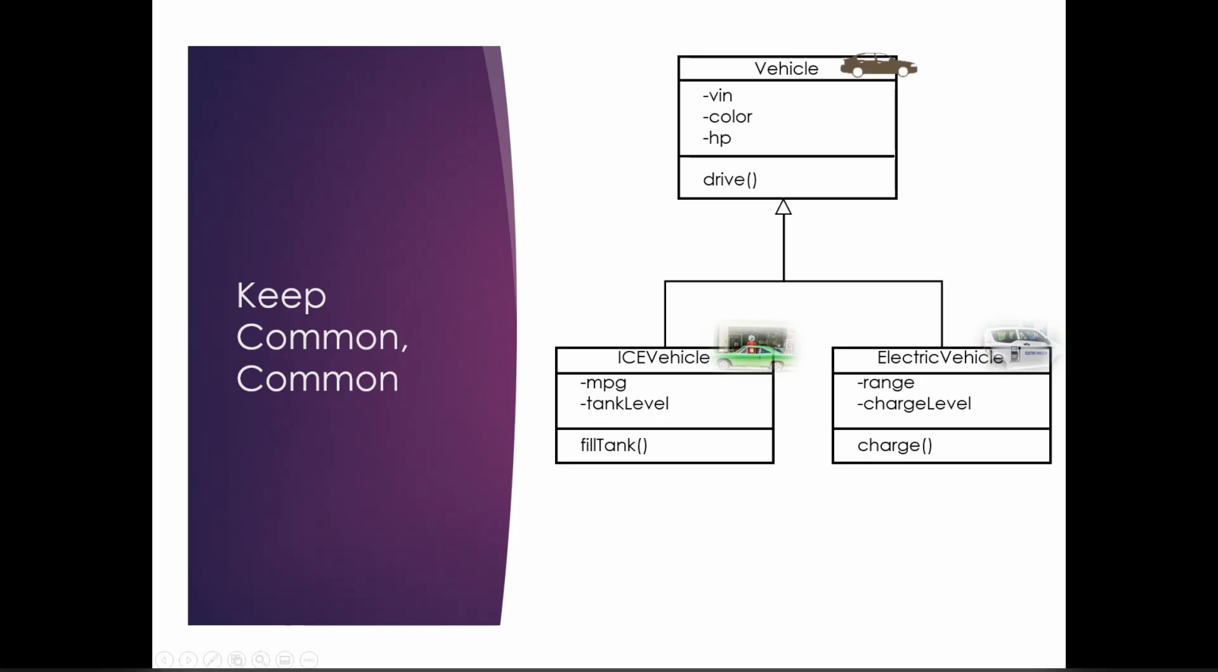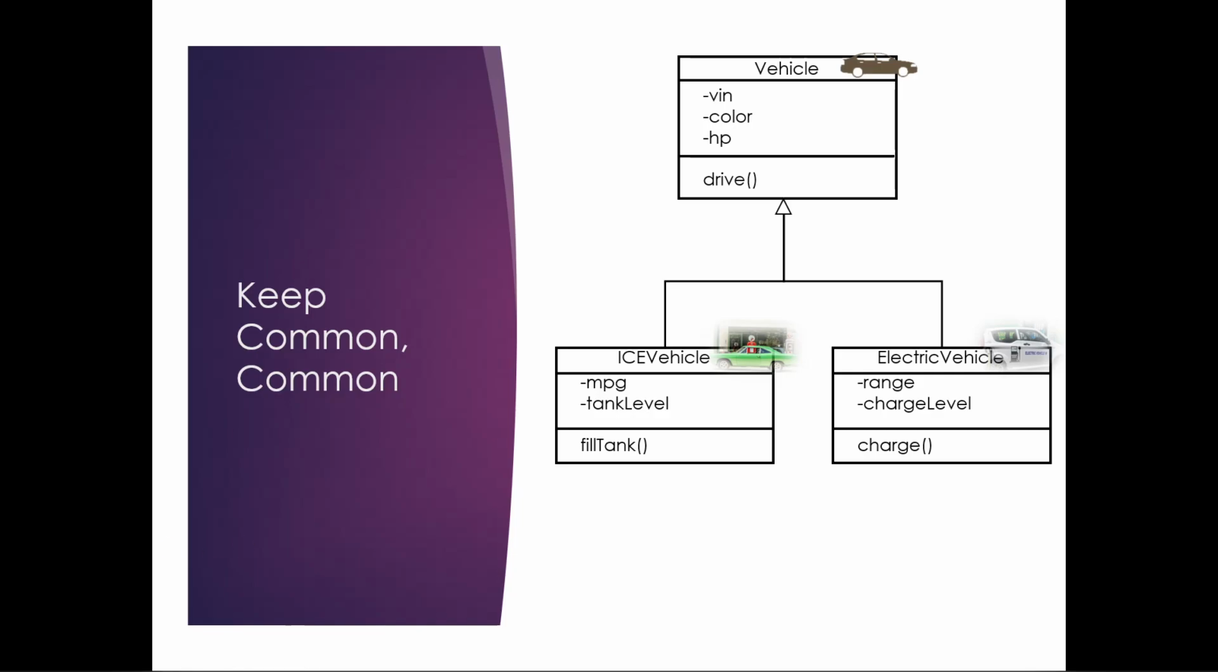So all vehicles, no matter what engine they use, have colors and some sort of horsepower and you drive them, but only internal combustion vehicles have miles per gallon and a tank level. If you're selling vehicles on a website, all of them have some of the same stuff, and then you have other specific things you can pull out. If you have a fleet of vehicles you're maintaining, you know what's common, and you know the specifics. What's the charge level of my electric vehicles? So I can go answer those questions.